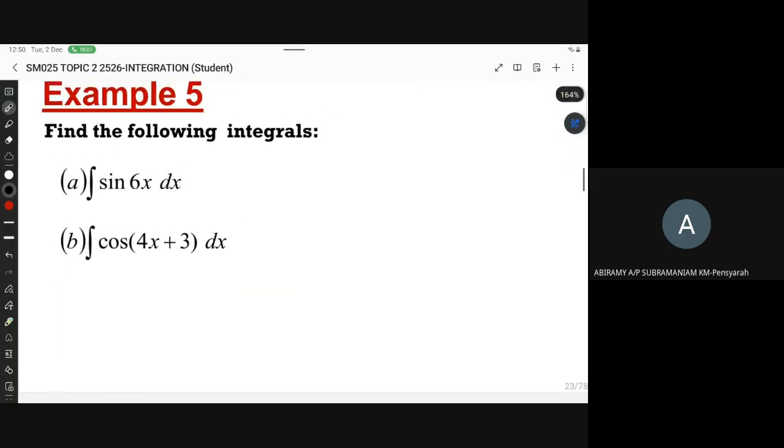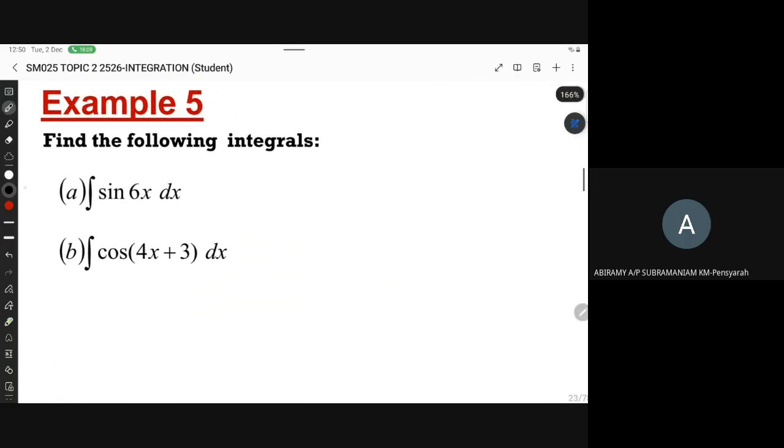Now we are going to use the given formulas to integrate the given example. In example 5a, what happens when we integrate sine 6x dx? We know from the previous lecture notes that integrate sine, we are going to get cos, but do not forget to divide by the differentiation of 6x, which is 6, and do not forget to plus c.